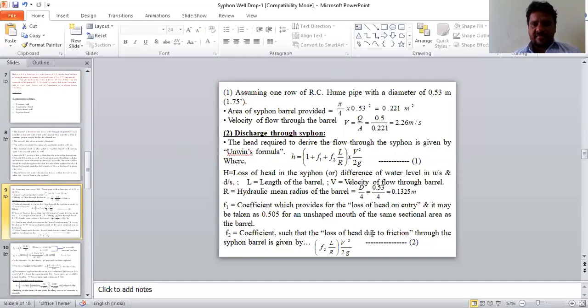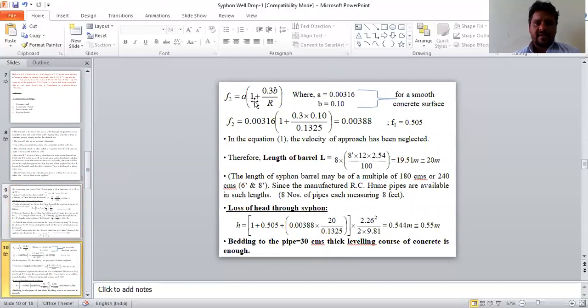F2 is given, so F2 is again a constant. It depends on two parameters, a into 1 plus 0.3 b by R. So R is known again. How to find R? Area to wetted perimeter, the circular area and perimeter of the circle. a is constant, b is constant. Substitute here, you will get F2. F2 is this much, F1 is this much. Substitute here, everything you will get, right?